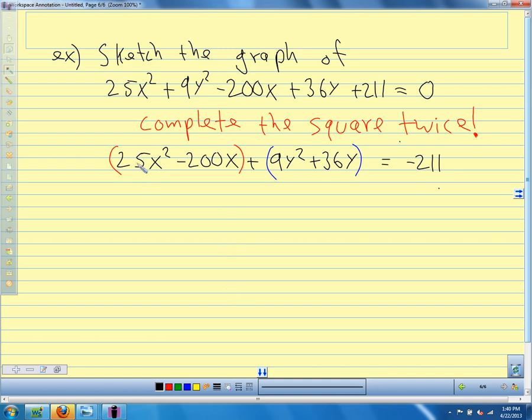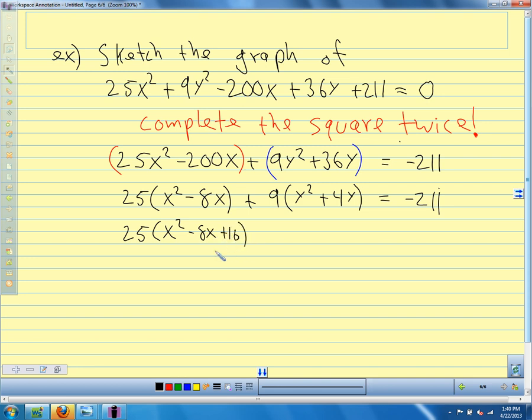So the first thing that I want to do here is factor out this 25. So I'm going to write this as 25 times x squared minus 200 divided by 25 is 8. I'm going to factor out this 9. 9 times y squared plus 4y equals minus 211. Now we complete the square on the x part. 25 times x squared, b is negative 8. b over 2 would be negative 4. Negative 4 squared is 16.